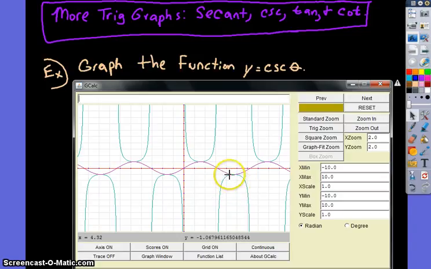And even more important, everywhere the sine crosses the axis, or in this case the x-axis, everywhere it crosses 0, the cosecant curve has an asymptote. So right here, the sine curve actually crosses at 0. So the value of sine there is 0, so we have a vertical asymptote right there. And that's one way we can find all those vertical asymptotes.